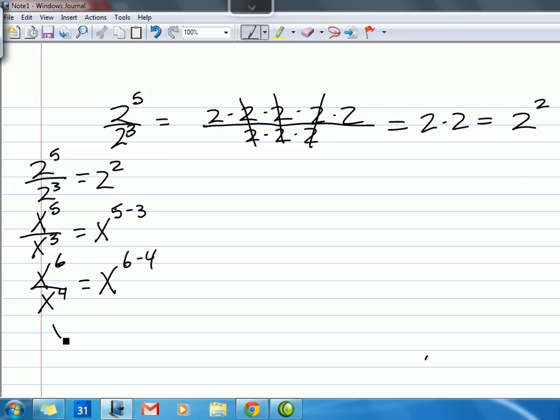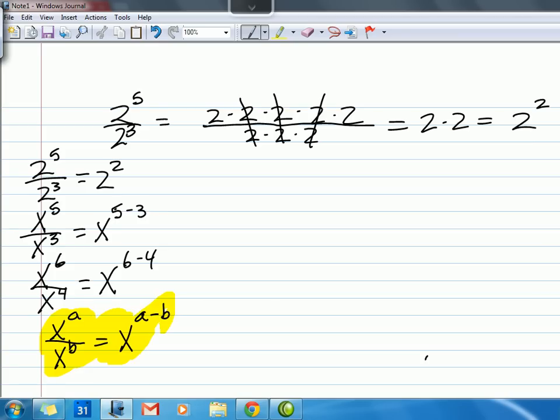So it's safe to say that x to the a over x to the b equals x to the a minus b. This is one of our laws for exponents right here that we will use a lot. Love that highlighter.